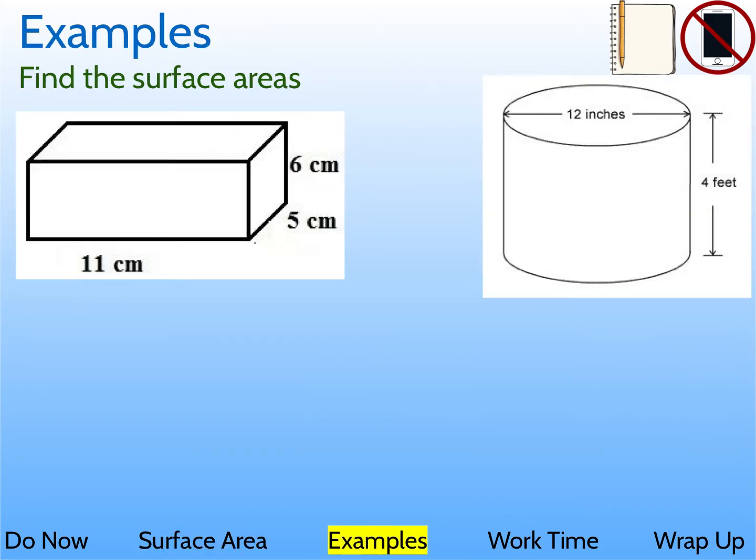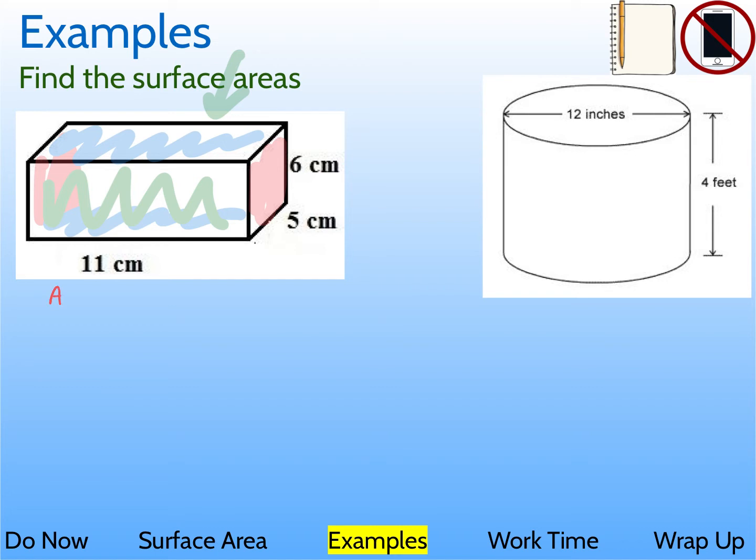So for the rectangular prism, there's 6 faces that are created here. There's the ones on the left and the right, which are the same. There is the top and the bottom. And then finally, there's the front and the back. So let's start with the left and the right. Remember, there's 2 of them.